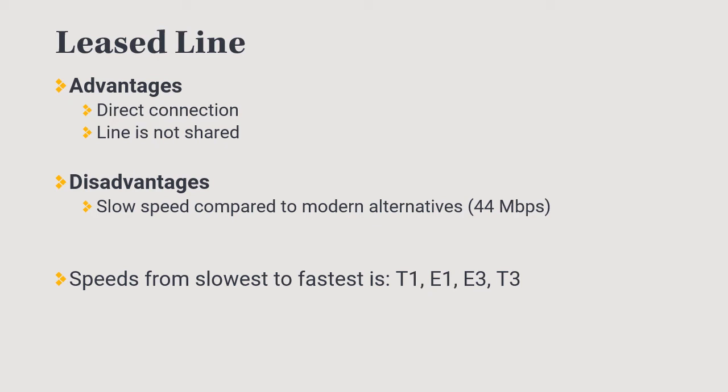So we're not sending this out through multiple routers and different destinations to get from one location to the other. It's just a straight shot. And something that you're going to want to know about leased lines for the test is the speeds from the slowest to fastest: T1, E1, E3, and then T3. So again, T1 is the slowest, T3 is the fastest, and E1 and E3 are in the middle.